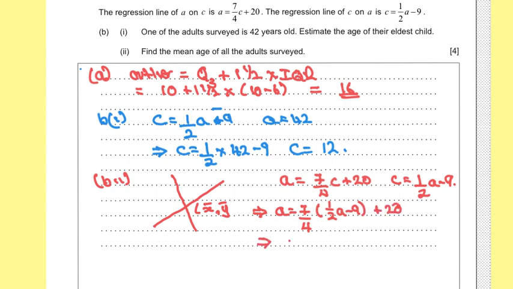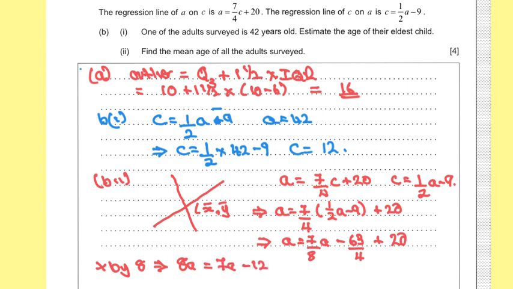Therefore A equals 7 over 8 A minus 63 over 4 plus 20. I'm going to multiply by 8. So therefore I get 8A is equal to 7A minus 126 plus 160. Rearrange to find A, so therefore A is equal to 34. So the average age of the adults is 34.